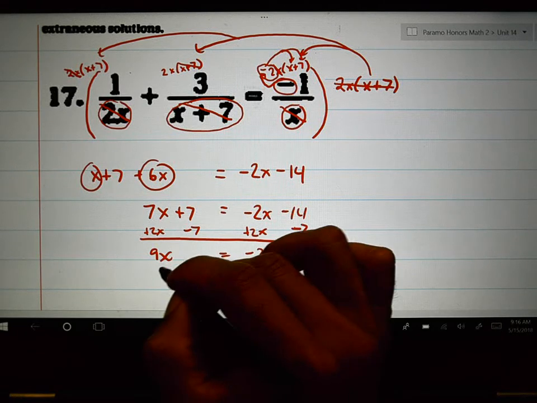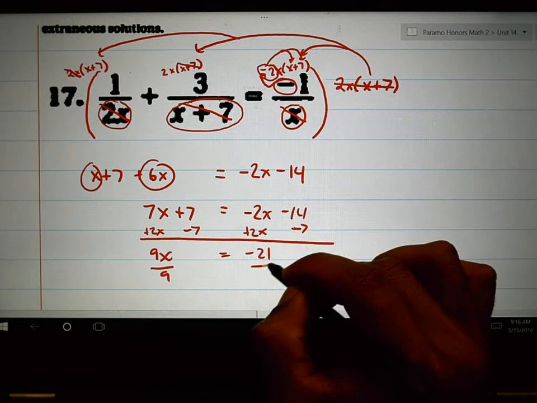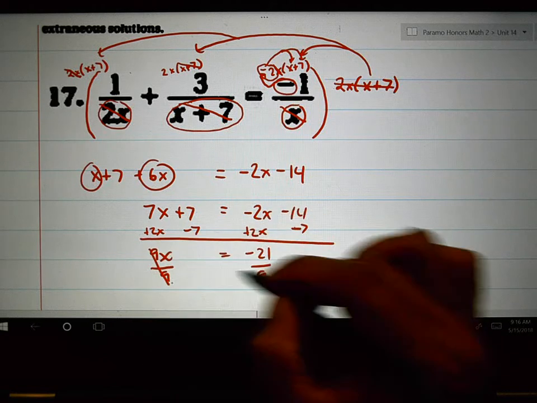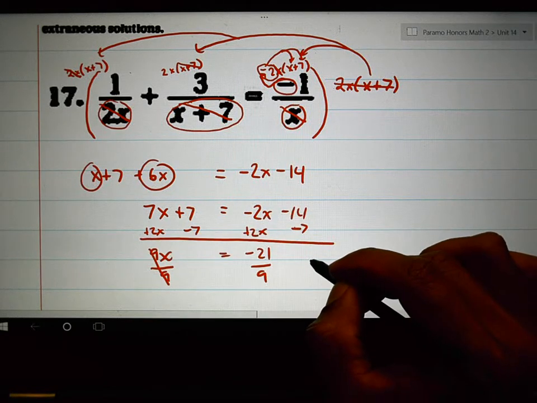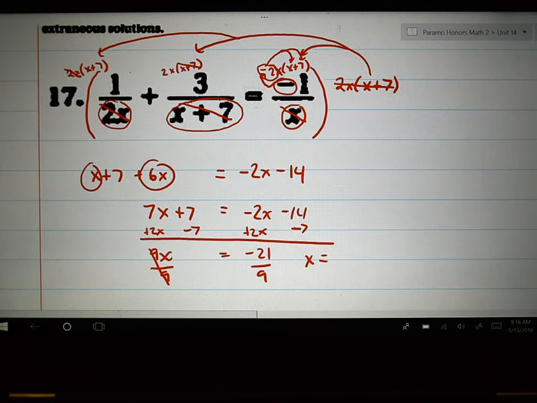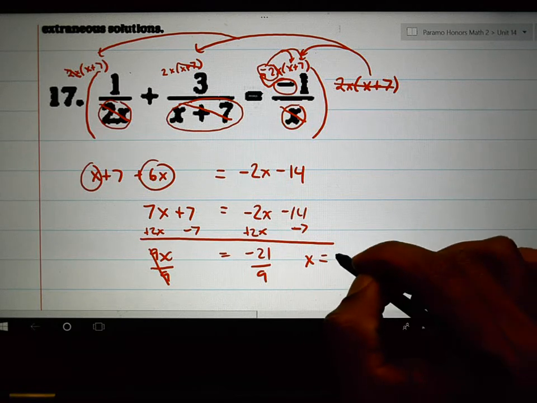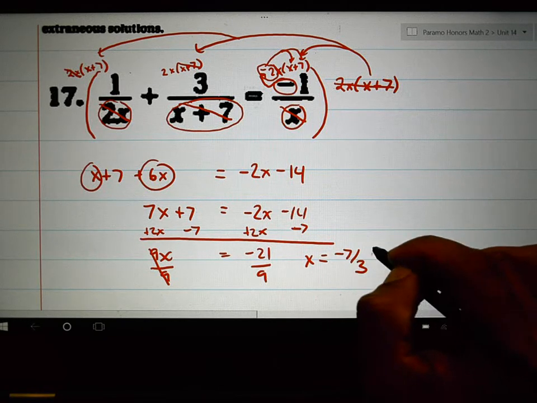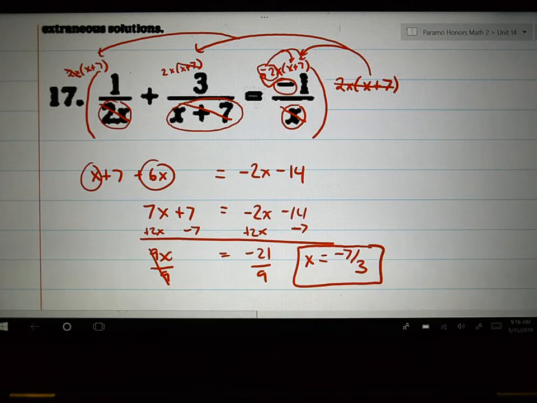And then I'm going to divide by 9. Divide by 9. Divide by 3. Divide by 3. And I'm going to get my answer.